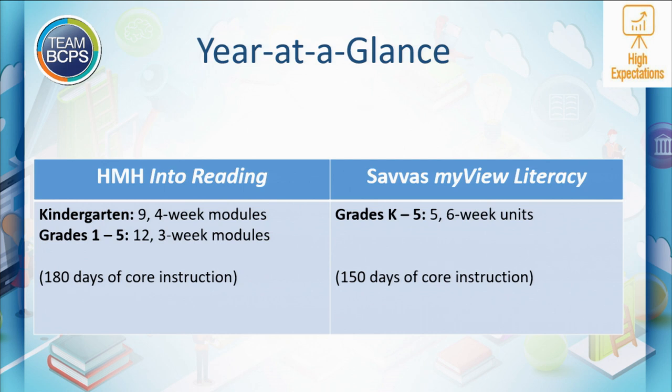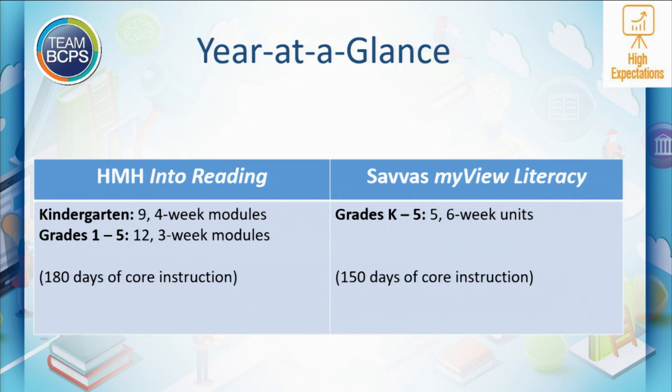And so when we look at the year at a glance, HMH Into Reading, their structure is in kindergarten there's going to be 9 modules, and they are 4 weeks in length each. For grades 1 through 5, they actually are 3 weeks in length, and there's 12 of them. What that equals out to is 180 days of core instruction. Modules 11 and 12 are standards that have been taught in 1 through 10. So that means there is some wiggle room with that number, because 11 and 12 don't introduce any new standards, but just reinforce the existing standards.